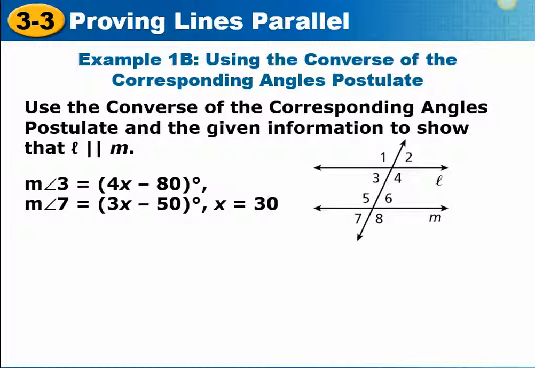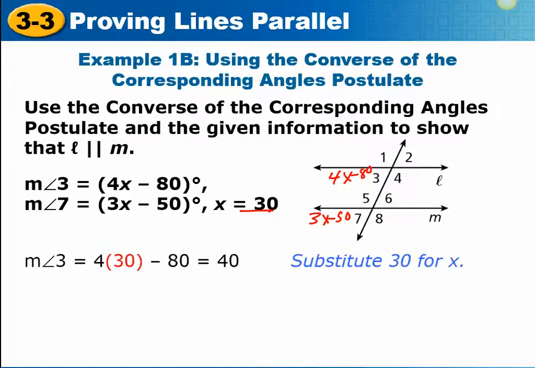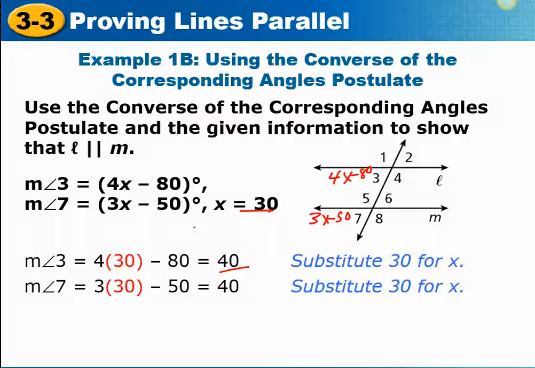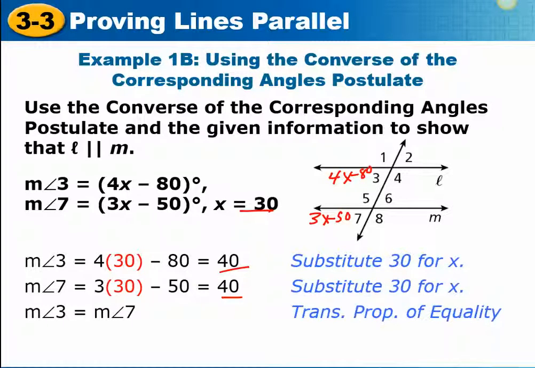Here's another example. This one says that the measure of angle 3 is 4x minus 80, and the measure of angle 7 is 3x minus 50, and it also says that x is equal to 30. So you can substitute 30 for x in both of those expressions. In the angle 3 expression, we get 40. When we substitute 30 for x in the angle 7 expression, we also get 40. We got 40 for both of them, which shows that the measures of angle 3 and angle 7 are equal by the transitive property.